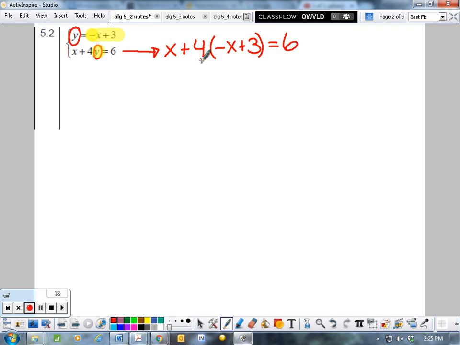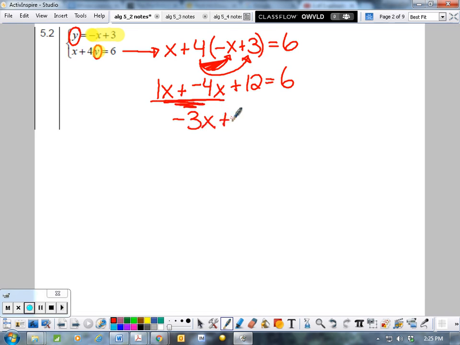So the first thing I'm going to do is distribute the 4 inside. Looks like my marker went a little crazy there. So now I have this 1x plus 4 times negative x is negative 4x. 4 times 3 is 12. And now I'm going to combine my like terms. So 1x plus negative 4x combines to become a negative 3x. So this is negative 3x plus 12 equals 6.